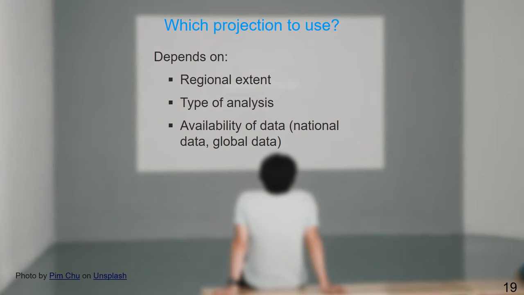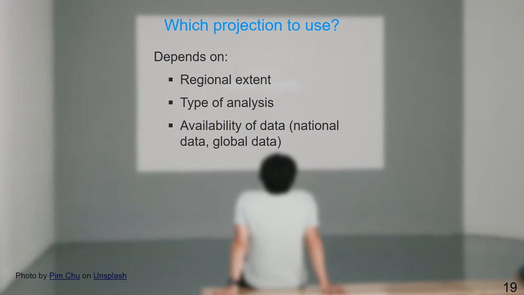Now, with all these projections, which one will you choose? Well, that depends very much on different factors. Are you studying a specific country, or is it a region consisting of multiple countries? If it's a specific country and you do a project for a government, you normally use the national projection. If it's more regional, it is often more useful to use a global projection, such as UTM.